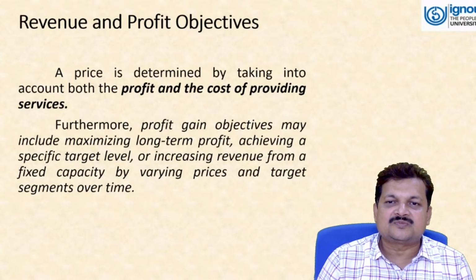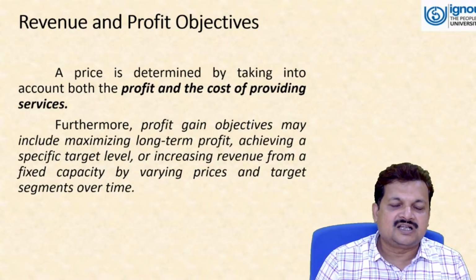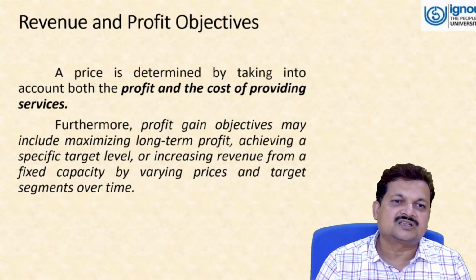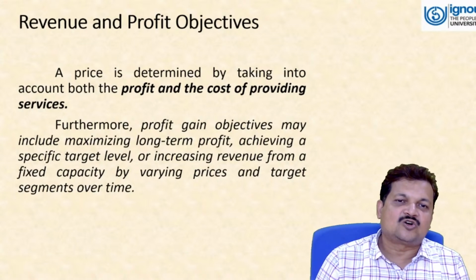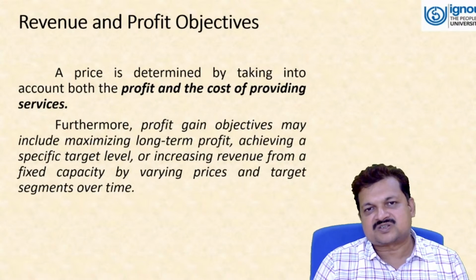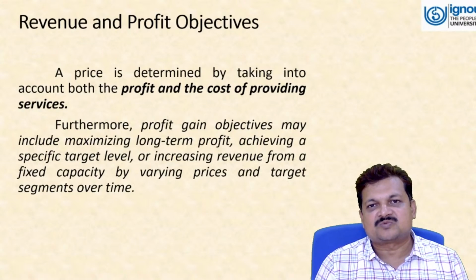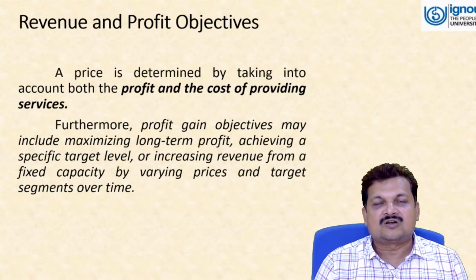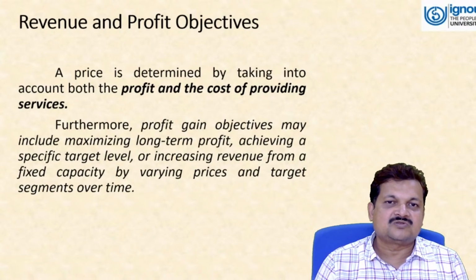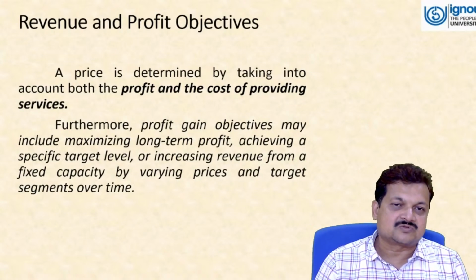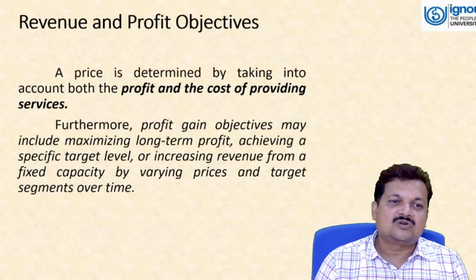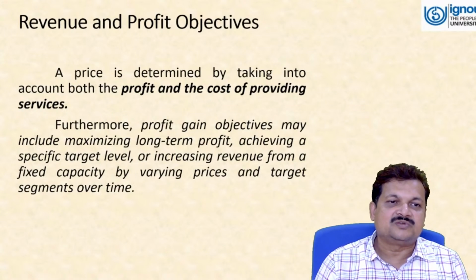Furthermore, profit gain objectives may include maximizing long-term profit. Here you are not thinking about the cost associated with transportation and other things. You are thinking about how to maximize in the long term, that is, how many satisfied customers you can create, and these customers can bring a maximum number of customers to your organization. So instead of being confined to a small number of customers, you are targeting a large number of customers. When there is a large number of customers, automatically your profit maximization will be there.